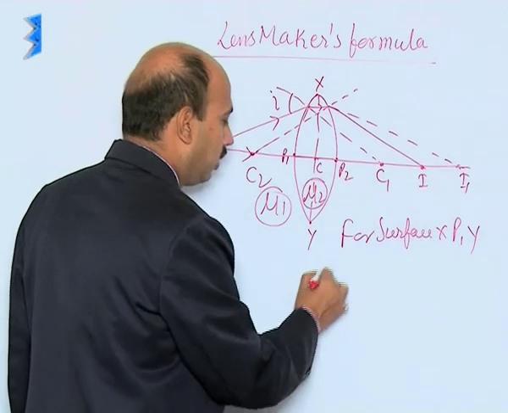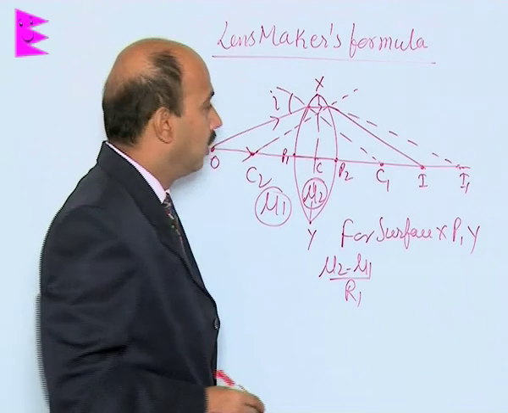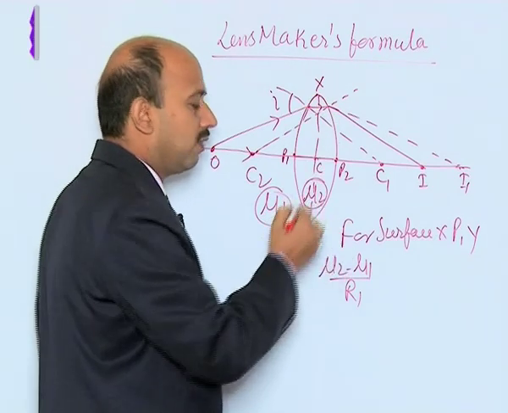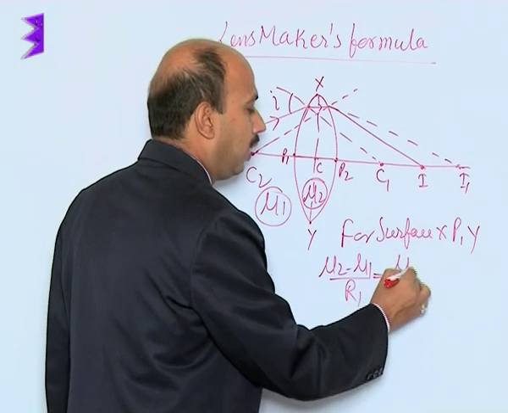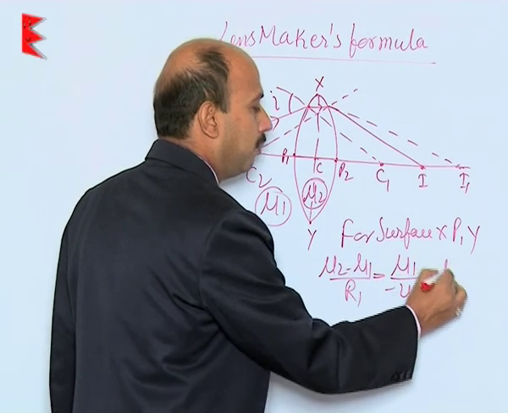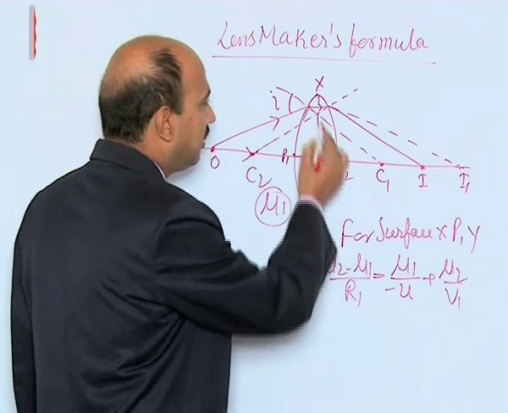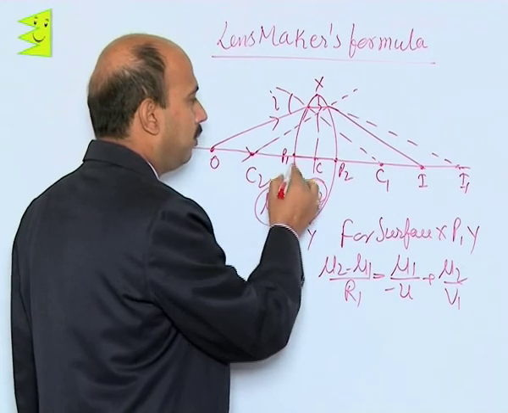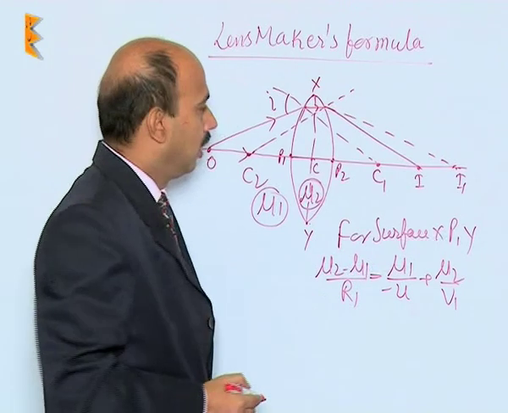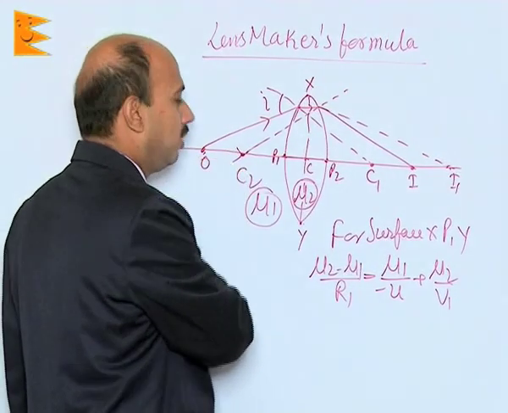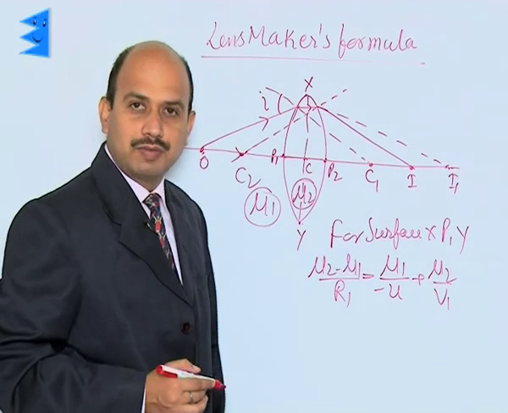So, we can write mu2 minus mu1 upon R1, where R1 is the radius of curvature of the surface xP1y, is equal to mu1 upon minus u plus mu2 upon v1. V1 is the image distance for the surface xP1y. It means the distance between P1 and I1 is V1, and the distance between P1 and O is U, that is the object distance, and R1 is the radius of curvature.